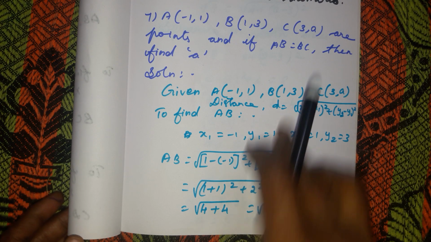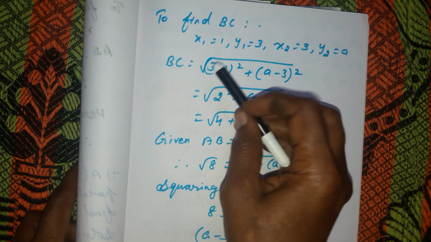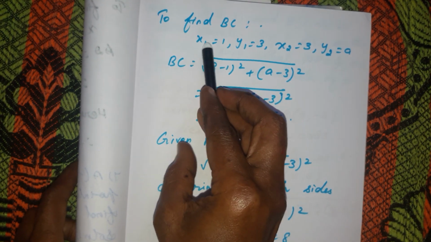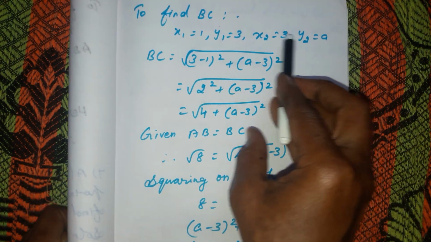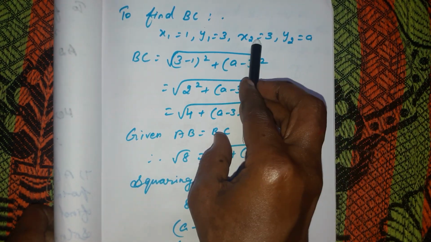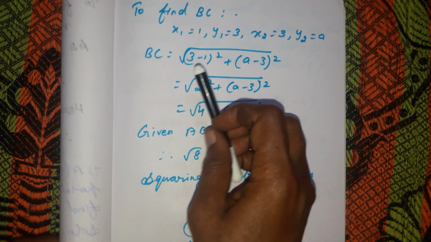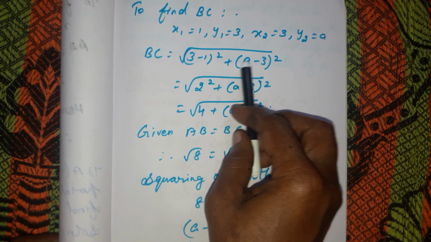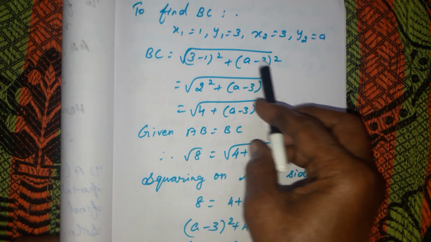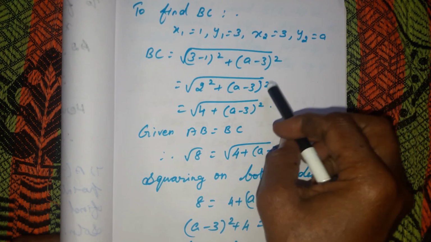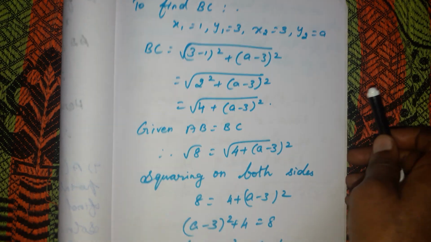Then we want to find out BC. B point is (1, 3), so x1 is equal to 1, y1 is equal to 3. Next, C point is (3, a), so x2 is equal to 3, y2 is equal to a. So BC is equal to root of (3 minus 1) the whole square plus (a minus 3) the whole square. (3 minus 1) the whole square is 2 square. Next, (a minus 3) the whole square we can write the same. So it is equal to 2 square, which is 4, plus (a minus 3) the whole square.